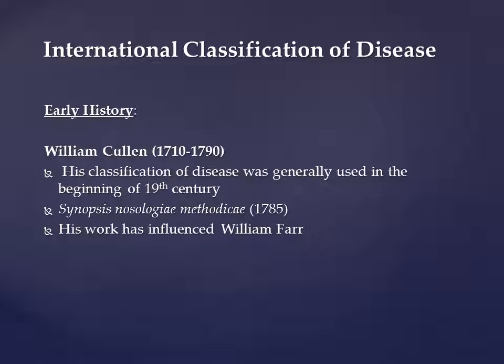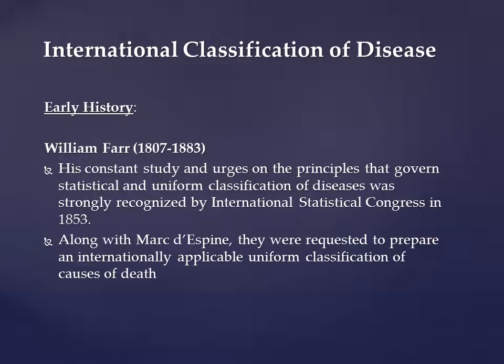William Cullen's classification of disease was generally used in the beginning of the 19th century. His work, named Synopsis Nosologiae Methodicae, majorly influenced William Farr, who, with Marc d'Espine, created a classification that was recognized by the International Statistical Congress in 1853.